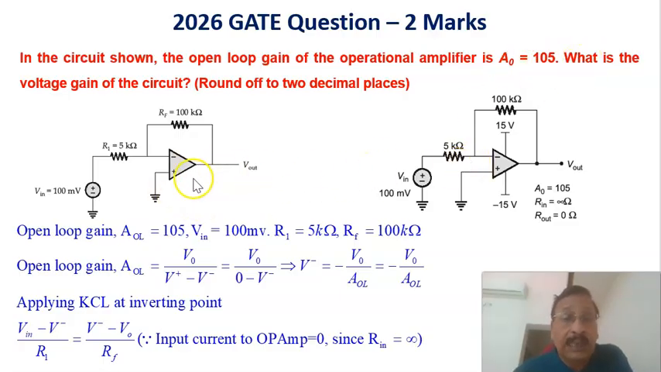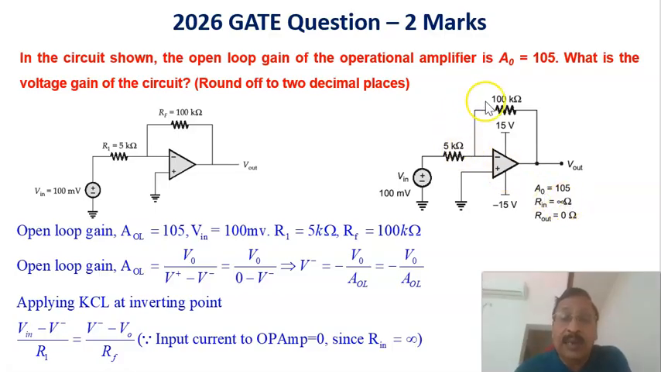Now, again I am writing the circuit. The input voltage is given as 100 millivolt, the feedback resistance is equal to 100 kilo ohm, and the input resistance is equal to 5 kilo ohms. Here the output voltage you have to calculate, and then we can calculate the gain of the amplifier. What is given is that the open loop gain is 10^5, the input impedance of the op amp is infinity, and the output impedance of the op amp is equal to 0.